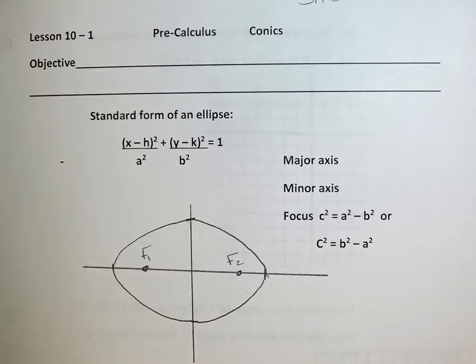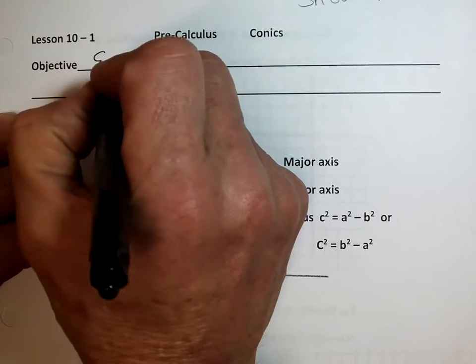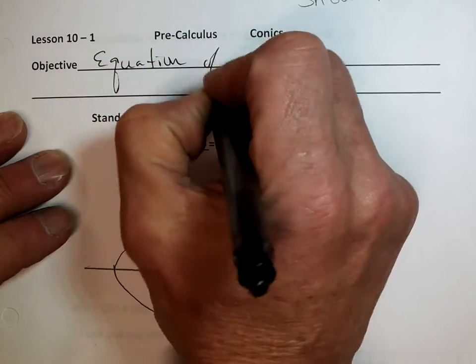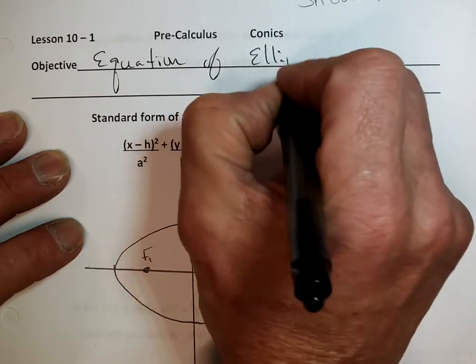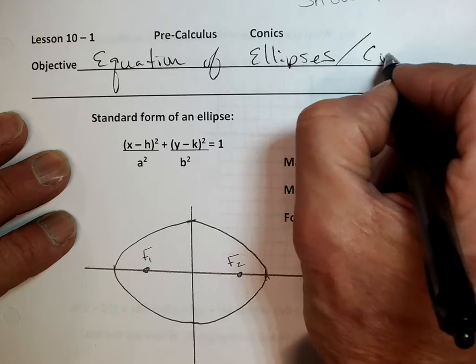So, we talked about the circle. So, what we're talking about today are specifically ellipses. So, objective is equations of ellipses. And I will add circles on there too, okay?